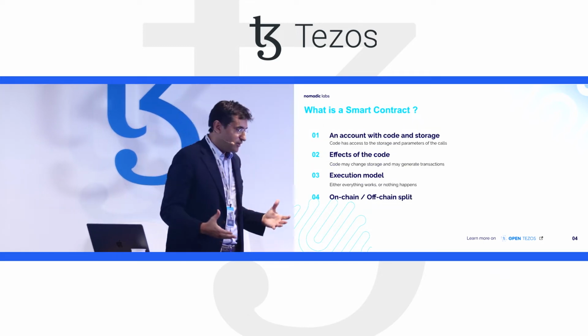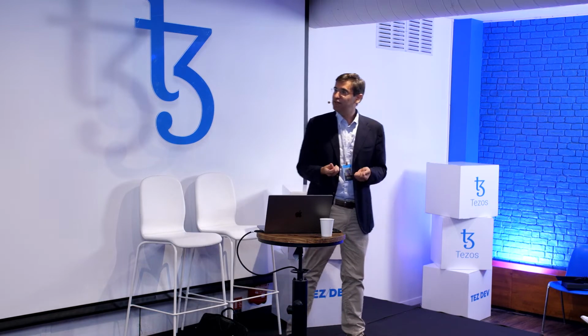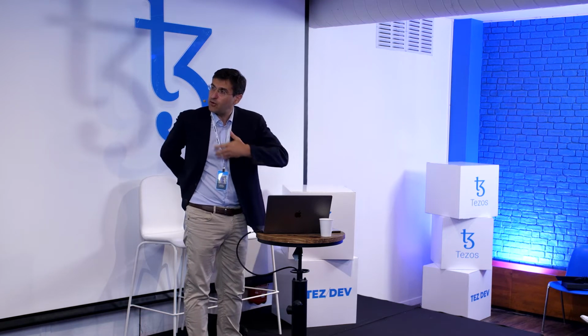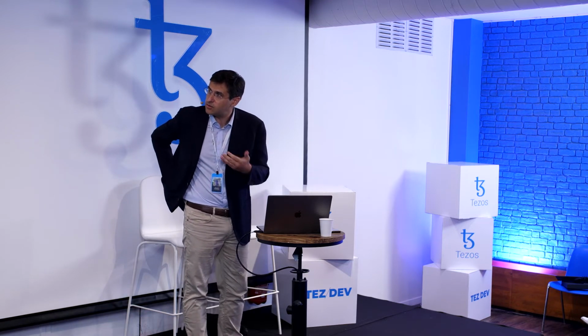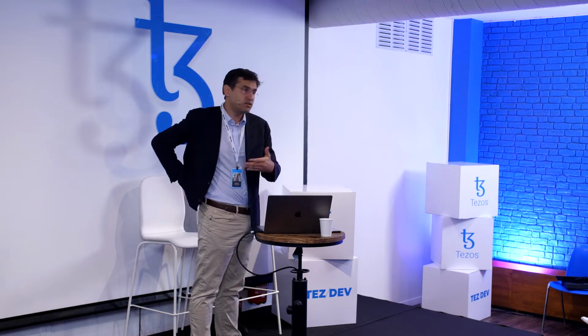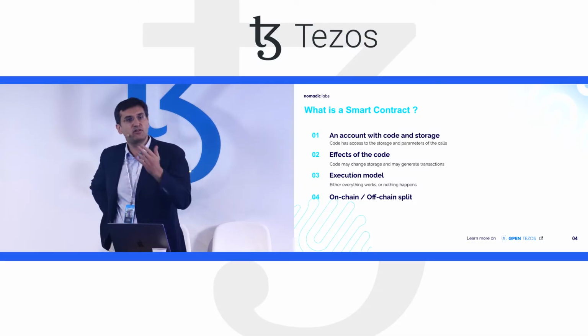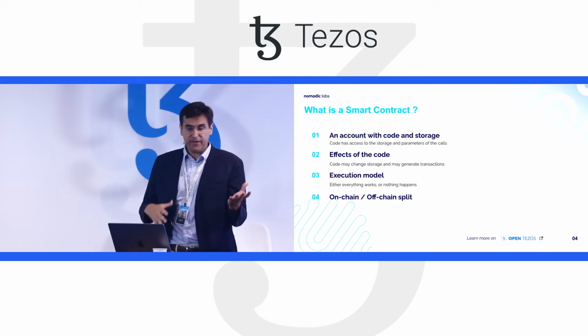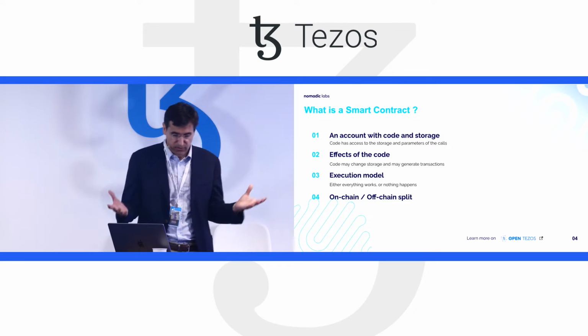So of course, the big part for a developer is the smart contract aspect. Okay, so how to develop a smart contract, how to test it, and how to deploy it. So first, what is a smart contract? Basically, it's an account with some code and storage. Okay, and the code has access to the storage and the parameters of the call.